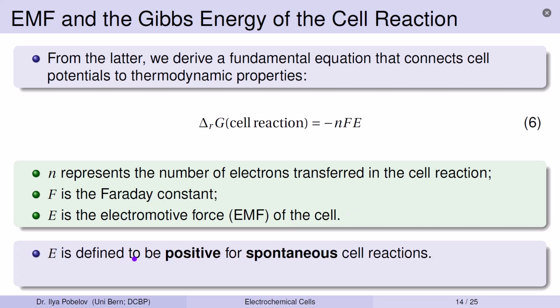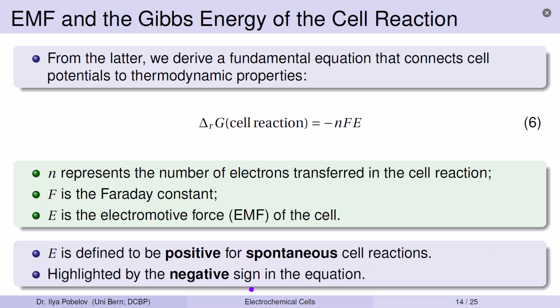The EMF of the cell is defined to be positive for spontaneous cell reactions. This is highlighted by the negative sign in the equation. A positive EMF corresponds to a negative ΔrG, indicating a spontaneous reaction.